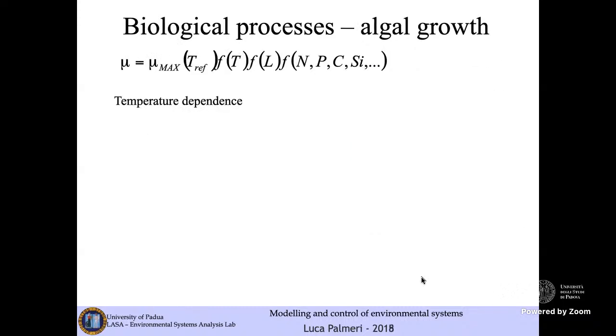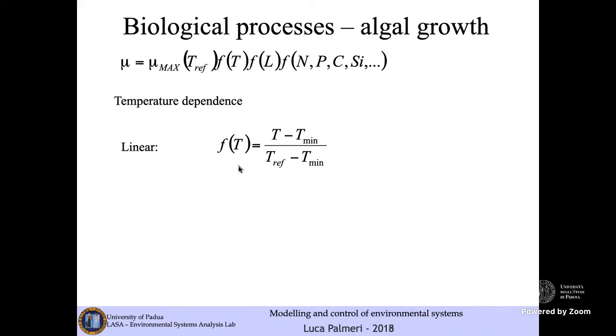Let's first of all give a look to the temperature dependence. So how do we include into our model the fact that temperature may change dramatically the dynamics of the system. In order to include the effect of temperature on growth, we have three different approaches. The first one is the linear approach in which we build our function. Please note again our limiting function FT.